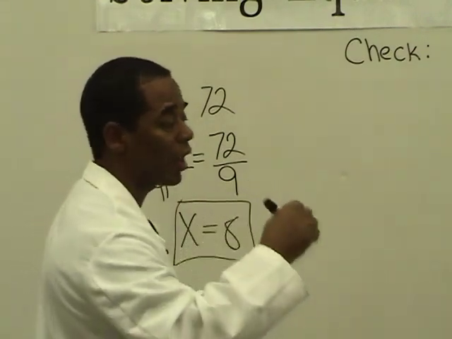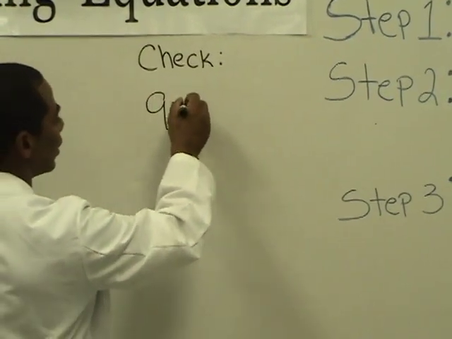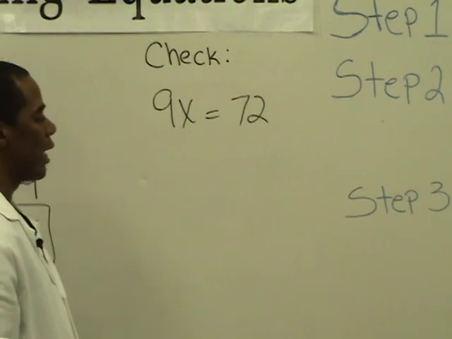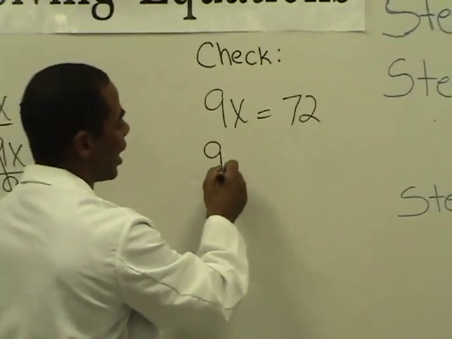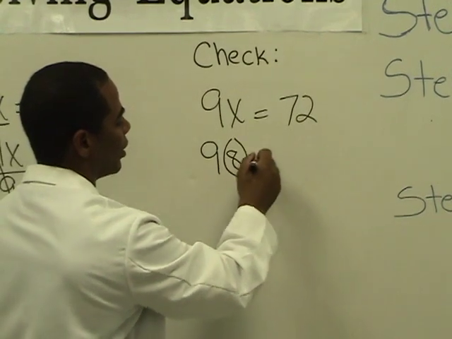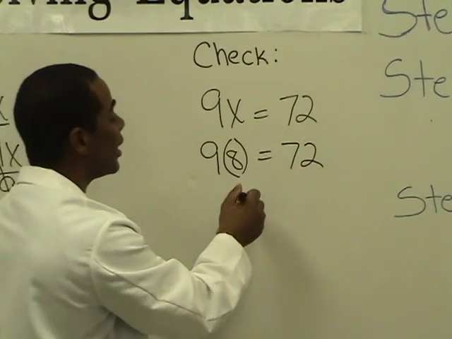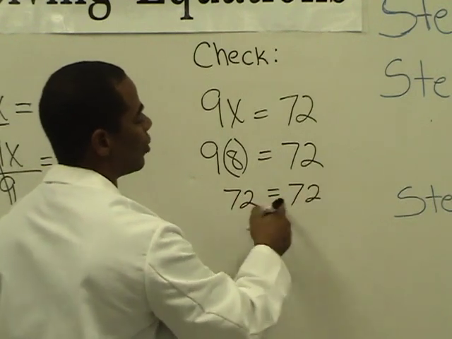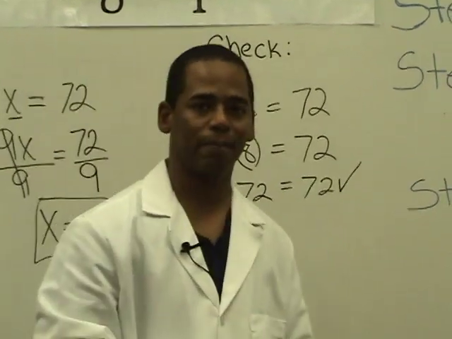So now let's go and check that and see if it works. I've got 9x equals 72. Now I'm going to substitute in my 8 for x. So it'll be 9 times 8 is equal to 72. And 9 times 8 is 72. So 72 does equal 72. That's a true statement. That's correct.